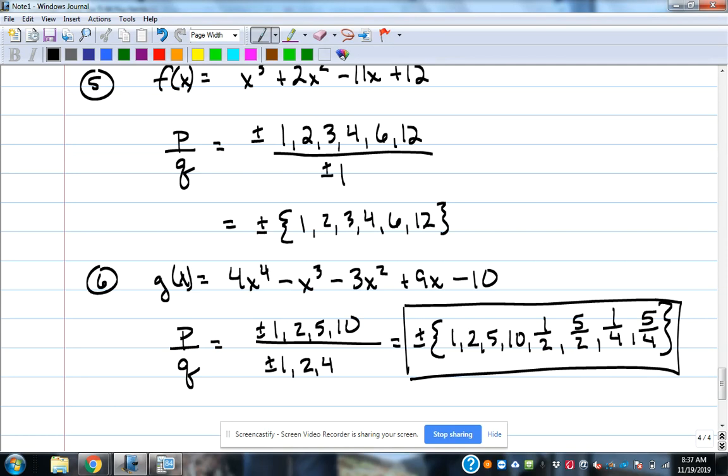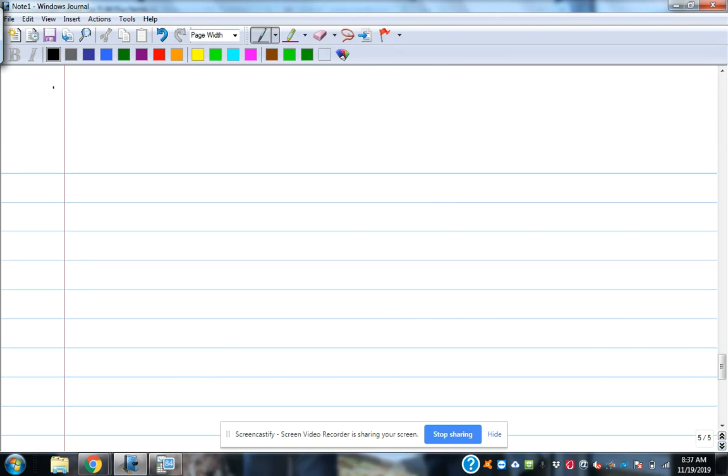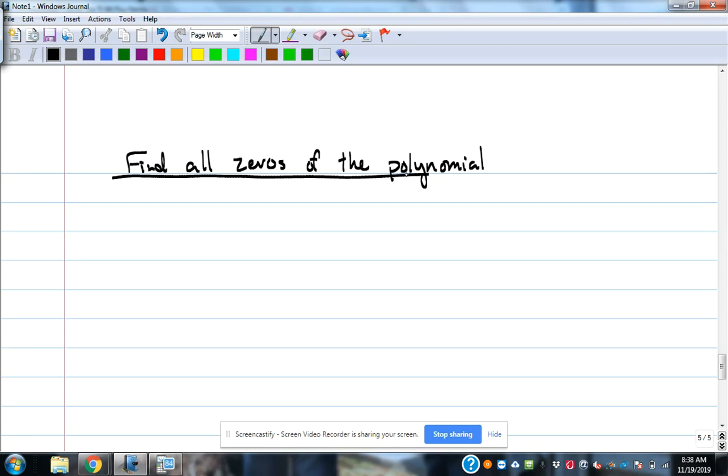All right. Questions about that? All right. Now let's go into actually solving a polynomial given nothing. Not giving you a factor, not giving you a zero at all. We just start from this. So we're going to find all zeros of the polynomial. And when I say zeros, I also mean roots, x-intercepts. They are the same thing. Okay, so zeros, roots, x-intercepts, they all mean the same thing.